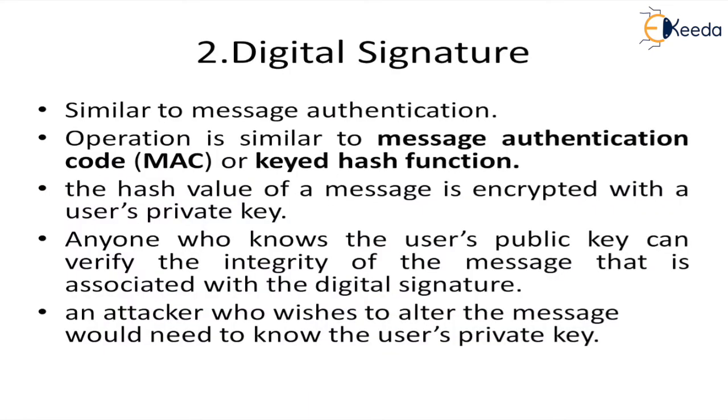So the second application for the hash function is the digital signature. It is similar to the message authentication. Its operation is similar to the message authentication code, MAC, which is also called a keyed hash function. The hash value of the message is encrypted with the user's private key. This is very important: the user's private key is used for the encryption process. Now anyone who knows the user's public key can verify the integrity of the message that is associated with the digital signature. The attacker who wishes to alter the message would need to know the user's private key.